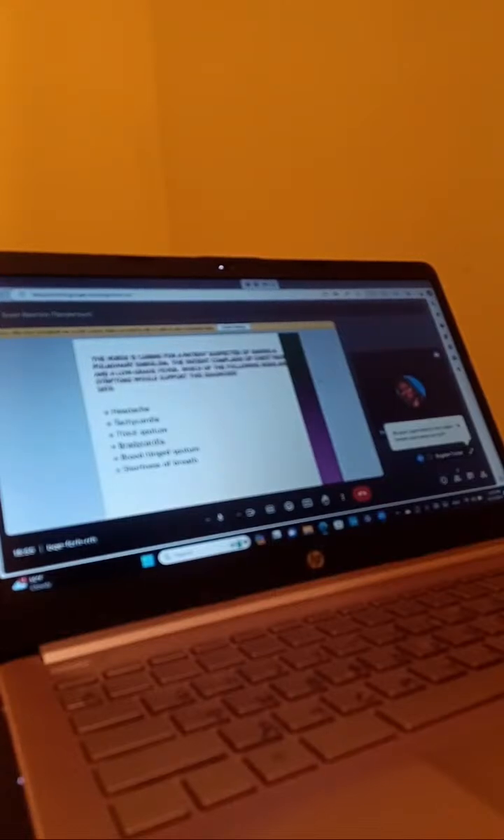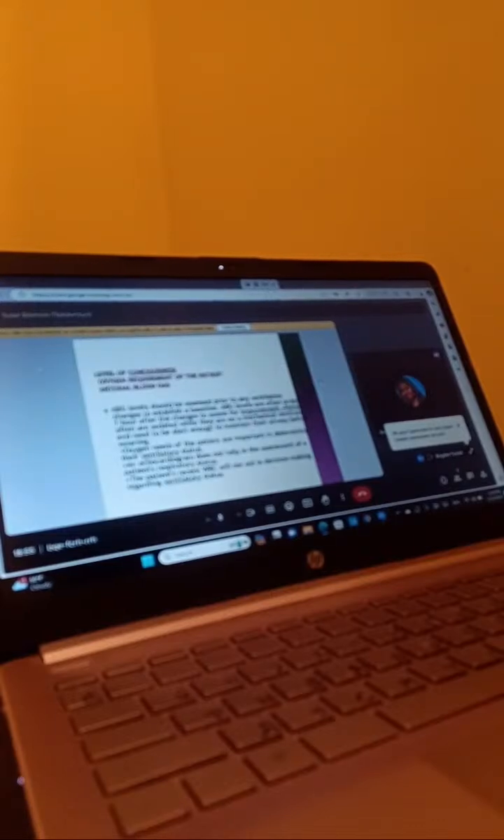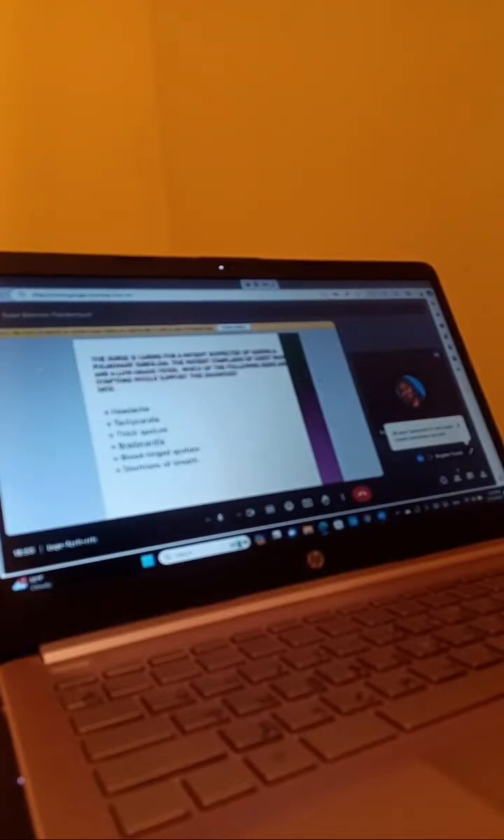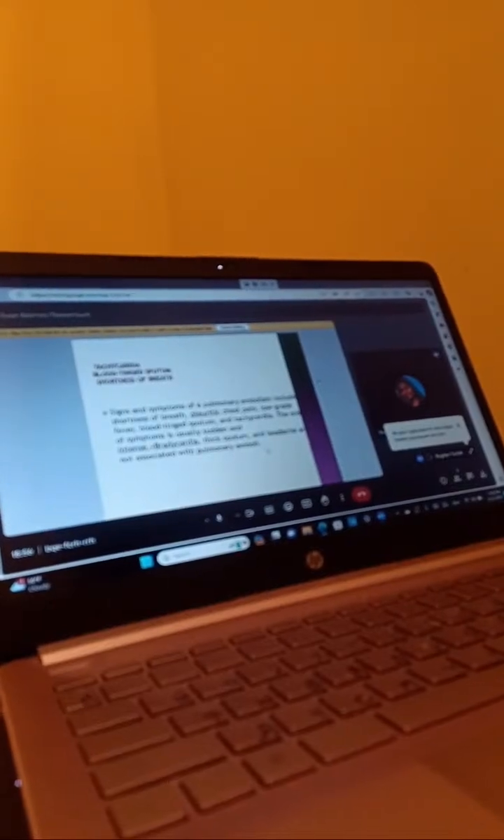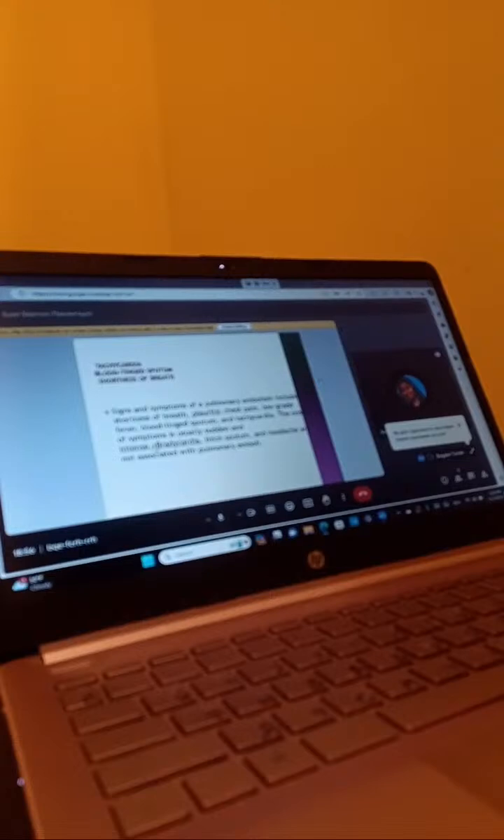Okay, so signs and symptoms of PE include shortness of breath, pleuritic chest pain, which they put in the question already, low grade fever, blood tinged sputum, and tachycardia. The onset of symptoms is usually sudden and intense. Bradycardia, thick sputum, and headache are not associated with pulmonary emboli. So headache is not there.